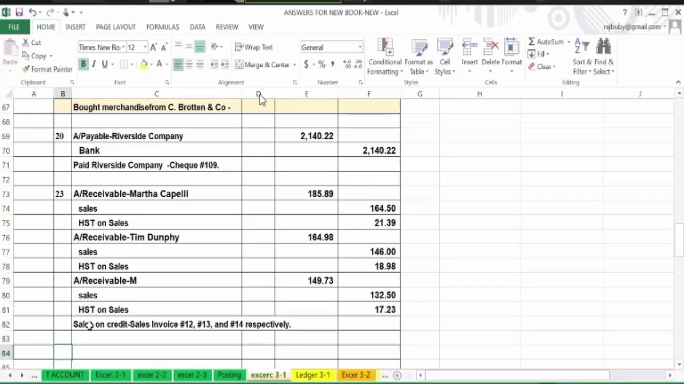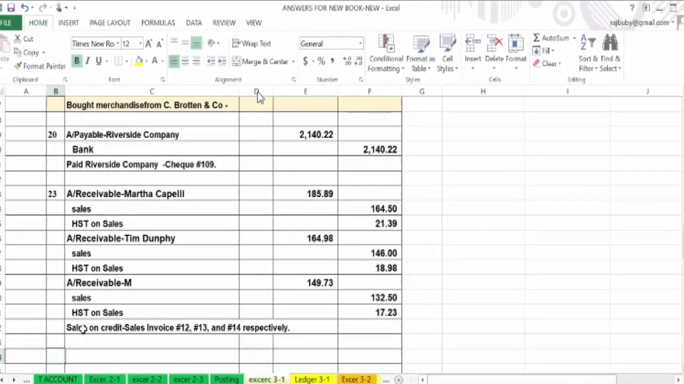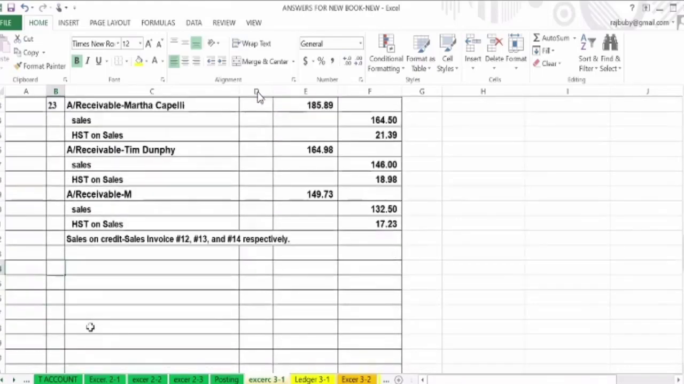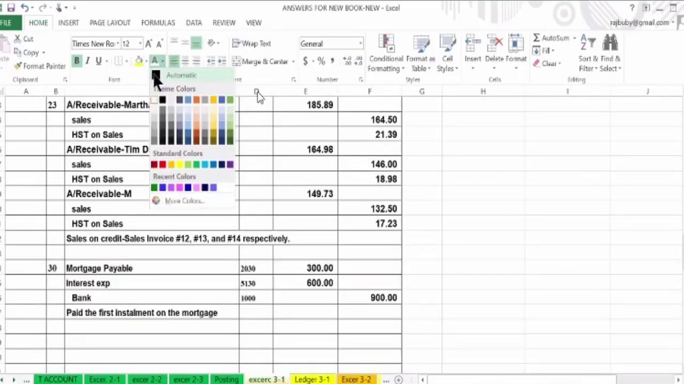Paid the first installment on the mortgage, withdrawn by the bank, of 900. Interest of 600 is included in this payment. So we'll debit mortgage payable for 300, and then debit account interest expense of 600. And then we'll credit our bank for 900.